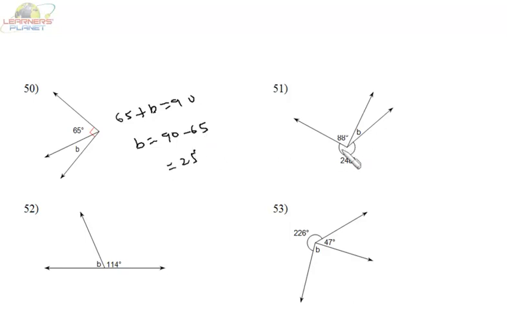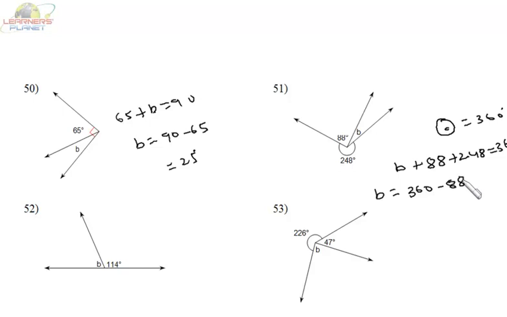Okay. Here, this complete angle is 360 degree. That means a circle is of 360 degree. So here this angle is 248. This portion is 88. Then we have to find out B. So B plus 88 plus 248 is 360. That means the value of B is 360 minus 88 minus 248. That is, it's 24 degree. Okay, so the value of angle B is 24 degree.